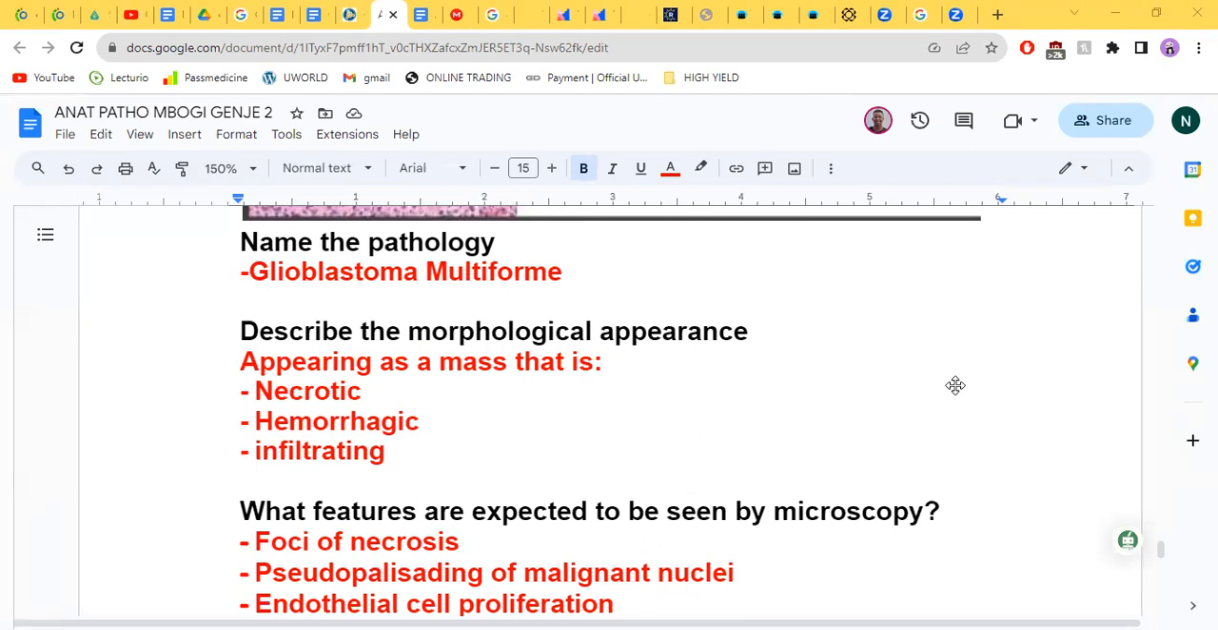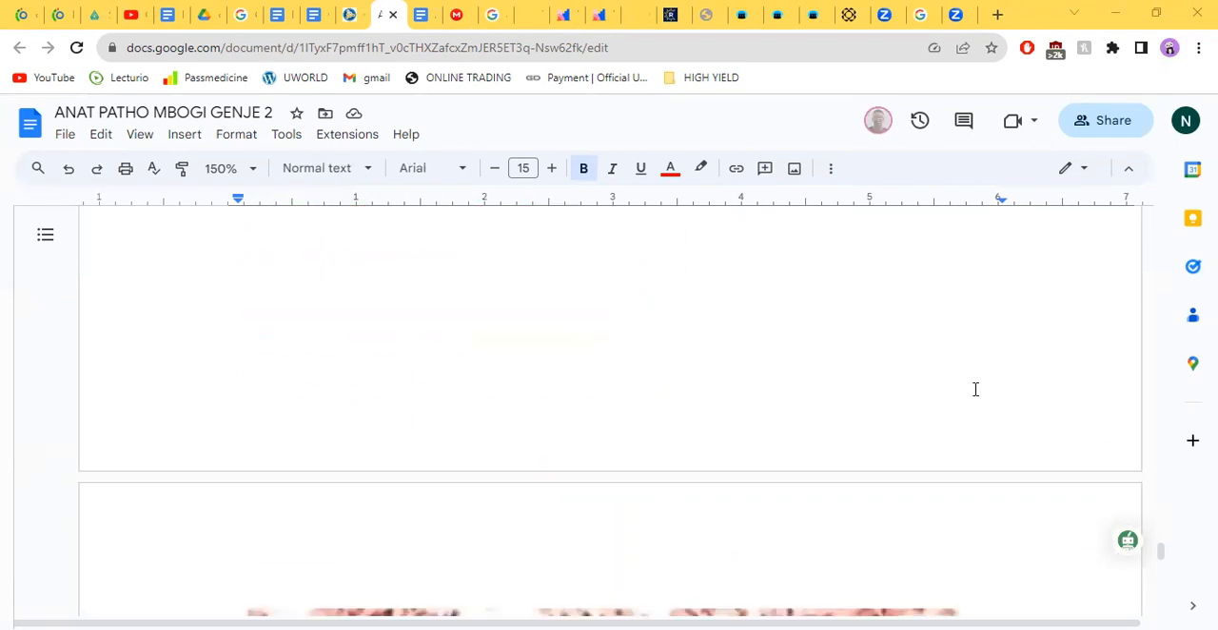Now, the morphological appearance is necrotic, hemorrhagic, and infiltrating. Necrotic evidenced by the black areas, hemorrhagic evidenced by reddish areas, and infiltrating evidenced by the midline shift. The features expected on microscopy are foci of necrosis, pseudopalisading by malignant cells. We saw the pleomorphic nuclei, and also there is endothelial cell proliferation. Let's move to the next.